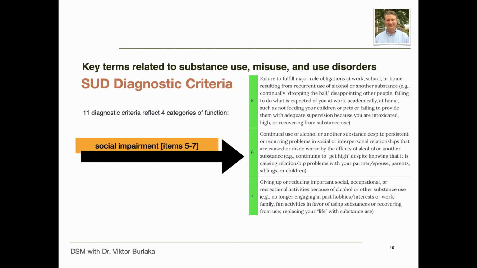The second function deals with social impairment and consequences of use. This function includes 3 criteria. Criterion 5. Failure to fulfill major roles across main life contexts: at work, at school, or at home. Criterion 6. Repeated use despite persistent social and interpersonal problems. And Criterion 7. Giving up or reducing social activities, work and recreation because of use.